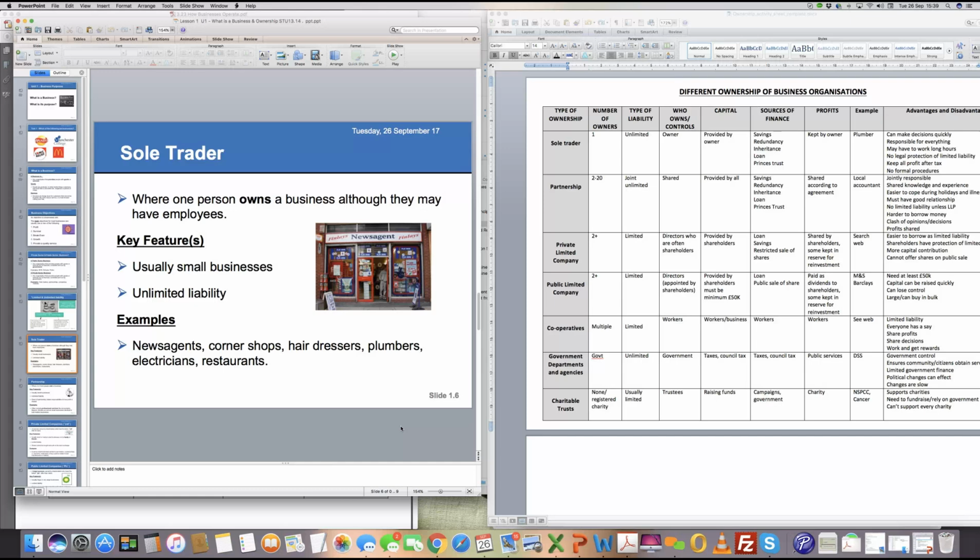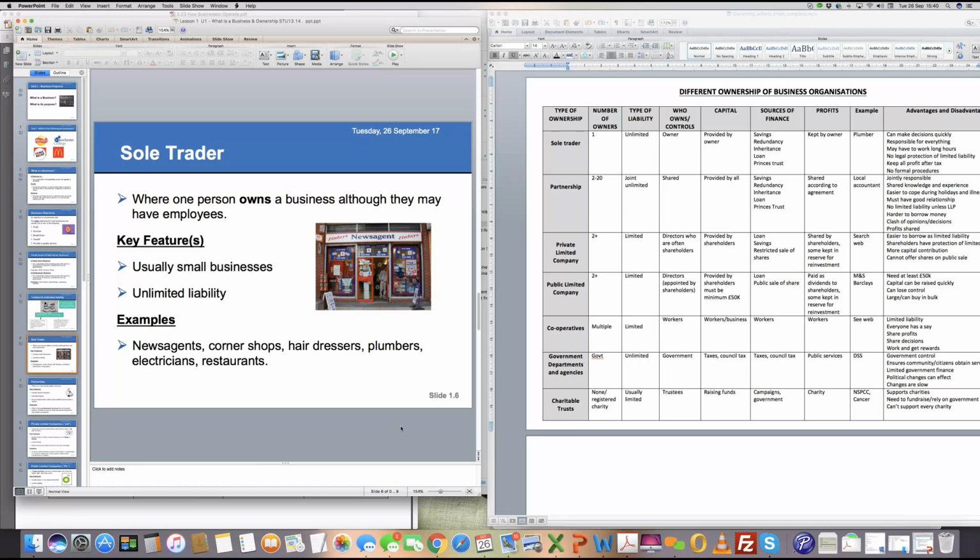This kind of characterization is seen in a small business like a news agent. It could be a plumber or electrician, somebody who works alone but also has the liability, which is on his shoulders. Examples are small businesses like news agents, corner shops, hairdressers, plumbers, electricians, restaurants. These are all set up as sole traders because there's only one owner, and he or she makes the decisions. They're responsible for pretty much everything, including arranging the finance. If capital needs to be put into the business for investment, they bring it from their savings, and they are usually involved in the working of the company more or less directly.